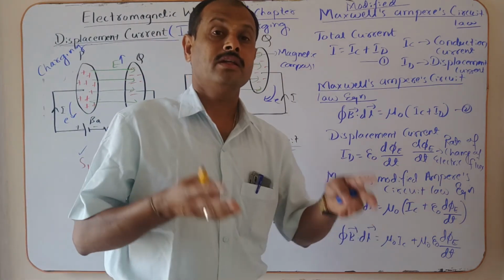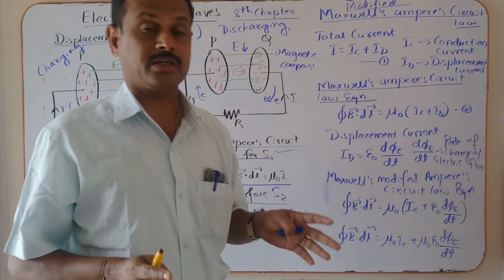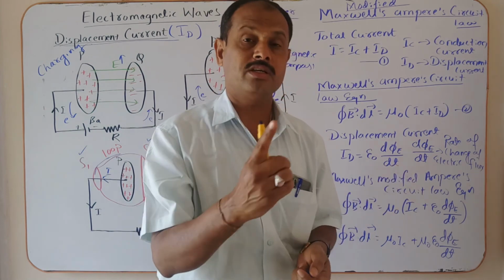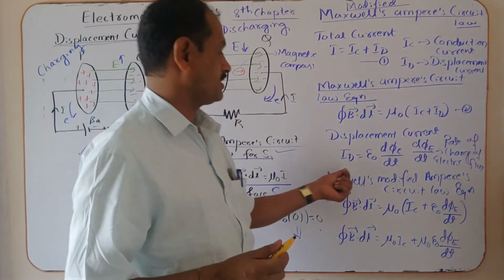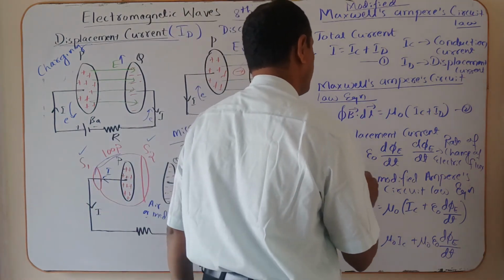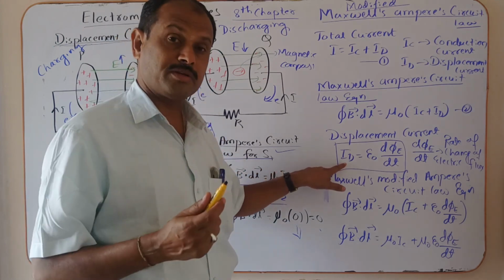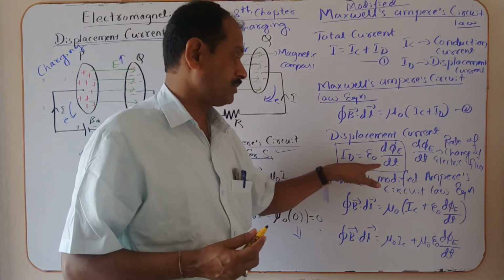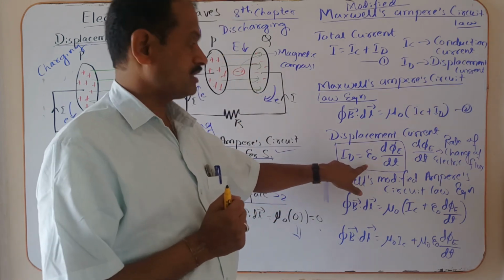The current which is developed between the two plates of the capacitor during charging and discharging of the capacitor, its main source is the rate of change of electric flux. Therefore, this is a very important expression. It is asked in the examination. You write the expression for the displacement current and explain the terms. At that time, you write this expression. This is the displacement current.